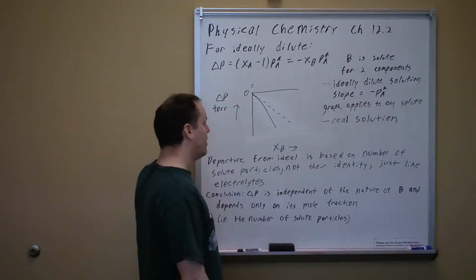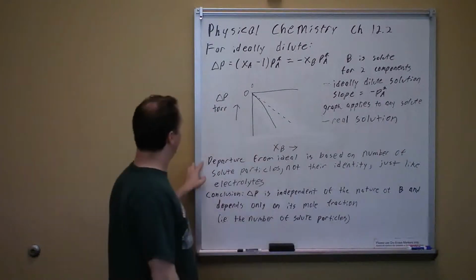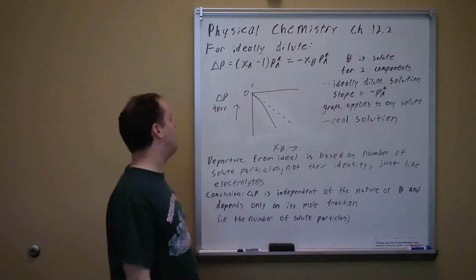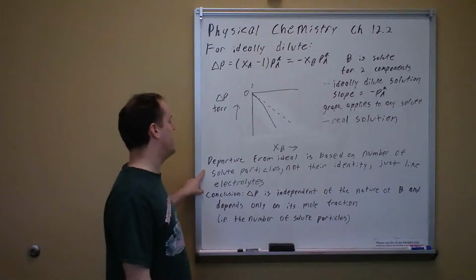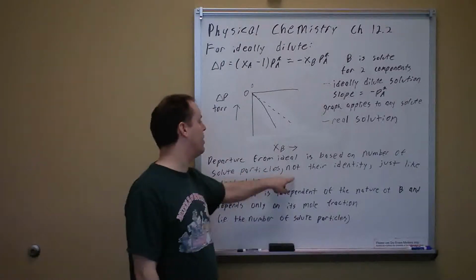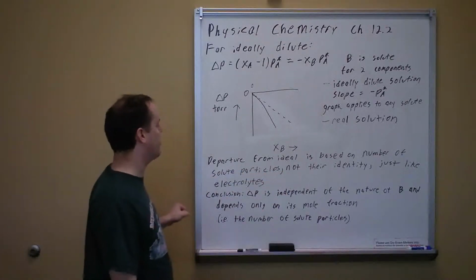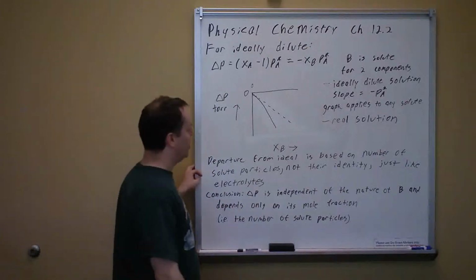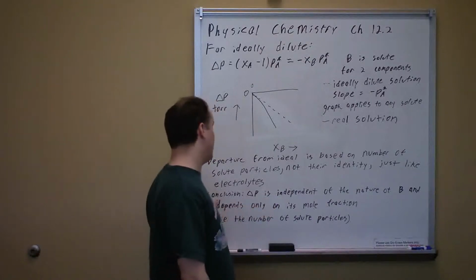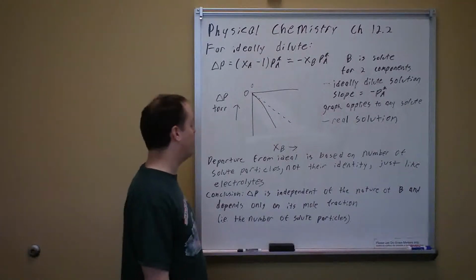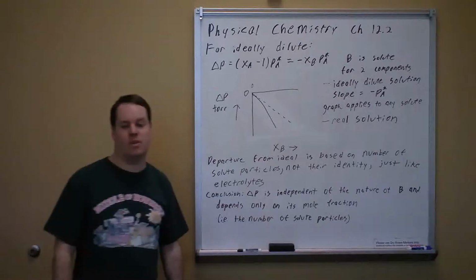And this will be true of any solute. What we learned is that the departure from ideal is not based on the identity of the solute. It's based on the quantity, the concentration of the solute particles, just like we did with electrolytes. So our conclusion is that the change in pressure is independent of the nature of B, the solute, and depends only on its mole fraction, in other words, the number of solute particles in the solution.